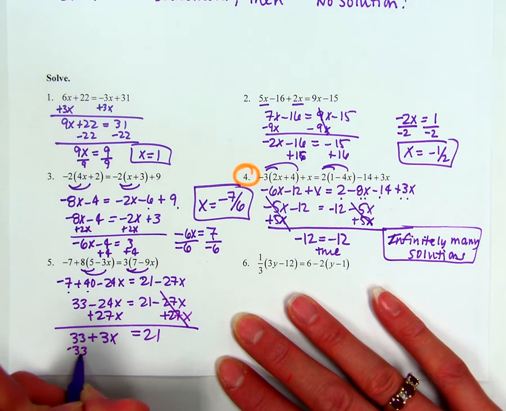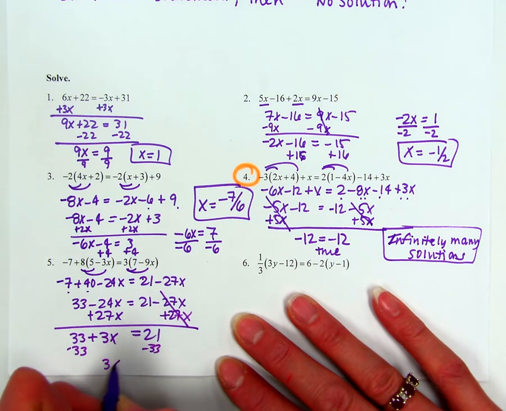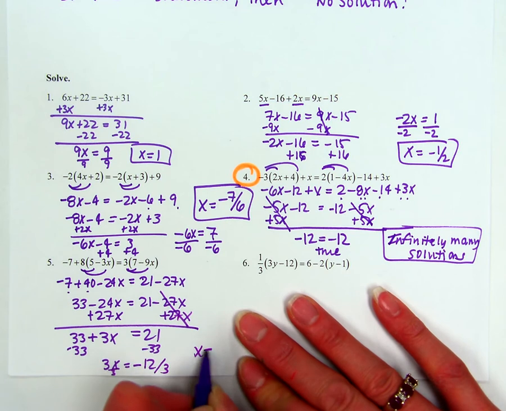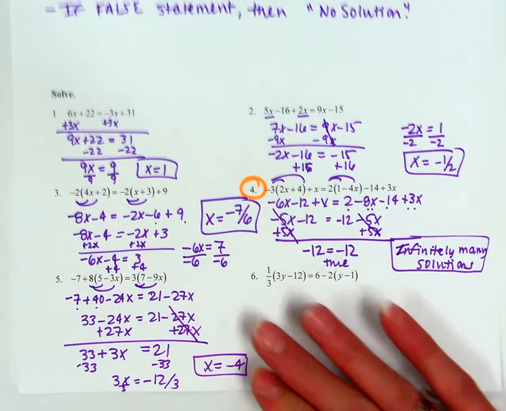Now I'm going to subtract 33, and I have 3x equals negative 12. And then last step is divide by my coefficient, so I get x equals negative 4.